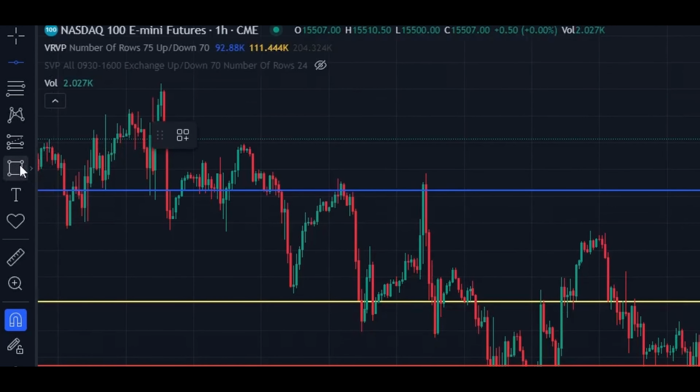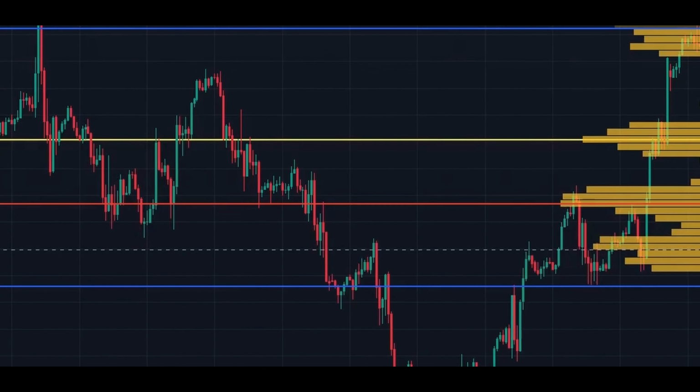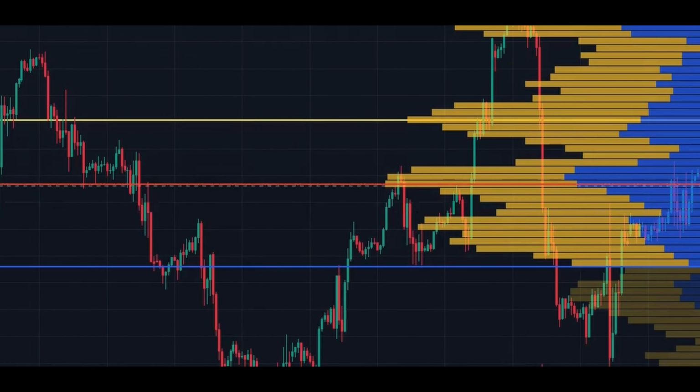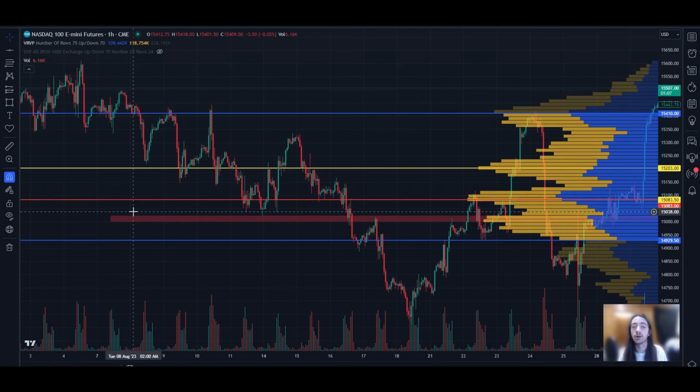What we could do at that point, like I mentioned with the rectangle tool again, is line up our crosshair, which we can see on the right. We can line it up to the bottom, to the top. And now we have our area of interest, AOI as I call it in our Discord community.